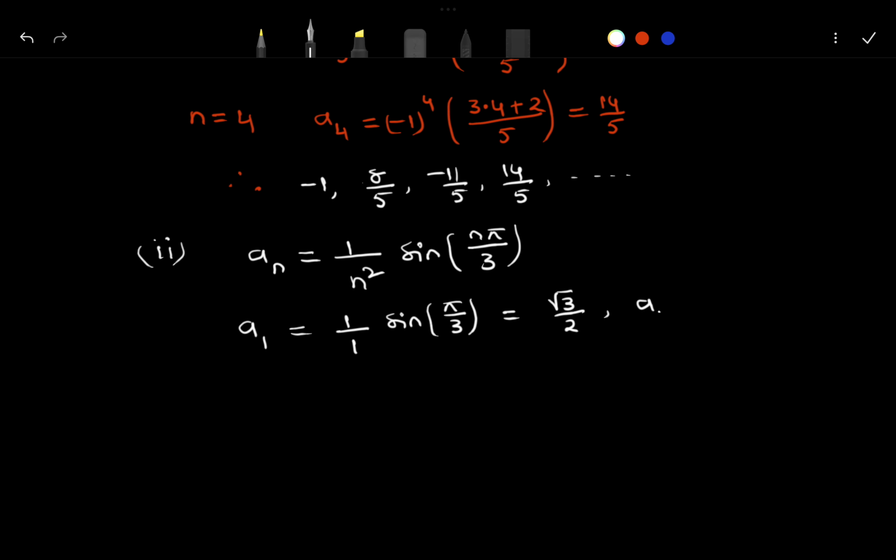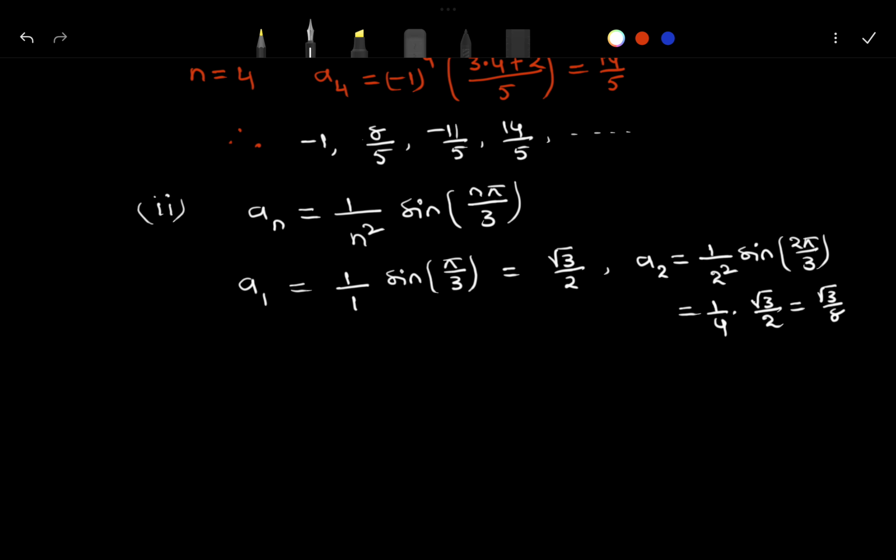And next the second term, put n is equal to 2. This value will be 1 by 2 square into sine of 2 pi by 3. This value will be equal to 1 by 4 into sine 120. Sine 120 is sine of 90 plus 30, that will be equal to cos 30. Cos 30 value is root 3 by 2. So this value will be equal to root 3 by 8.